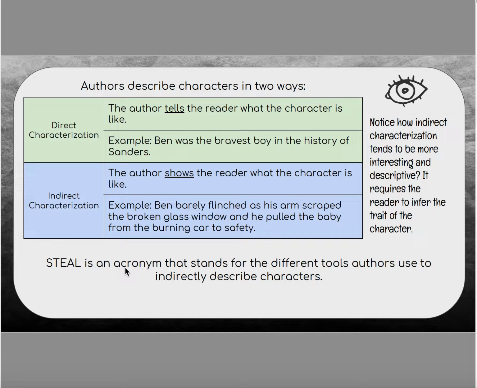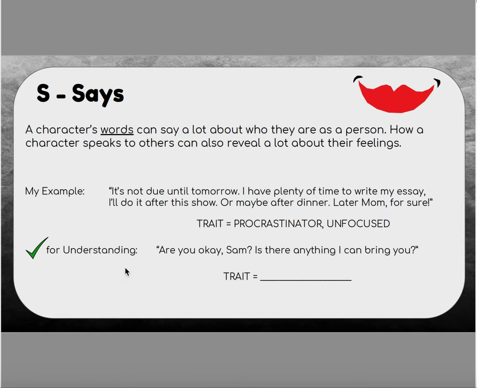So STEAL is the acronym. It stands for the different tools authors use, and we're going to get into that here in a second. So let's go to the next page. So the S in STEAL stands for says. So what does the character say? A character's words can say a lot about who they are as a person, how they speak. Maybe we'll learn, are they cynical? Maybe everything that they say is real negative, right? Maybe they're optimistic. Everything they say is hopeful, glass half full kind of person.